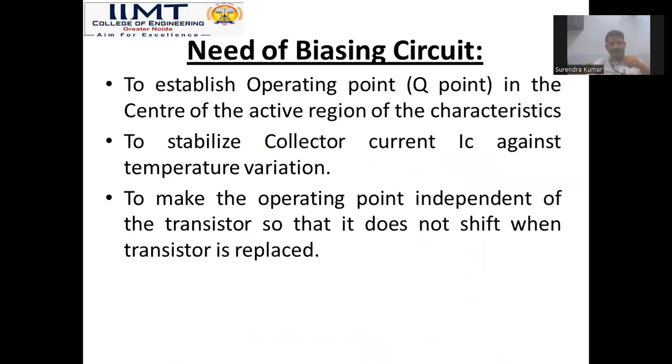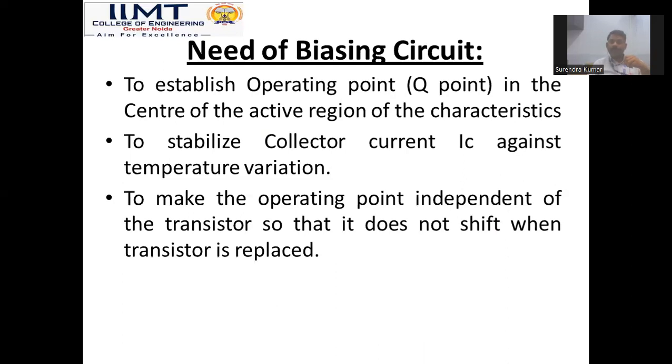Need of biasing circuit. The first aim of a biasing circuit is to establish the operating point, also known as the Q point of the transistor, in the center of the active region of the characteristics. The second is to stabilize collector current IC against temperature variation. If there is a change in temperature or physical conditions, the operating point of the transistor should be affected minimally. So it should be stabilized against any variation in temperature.